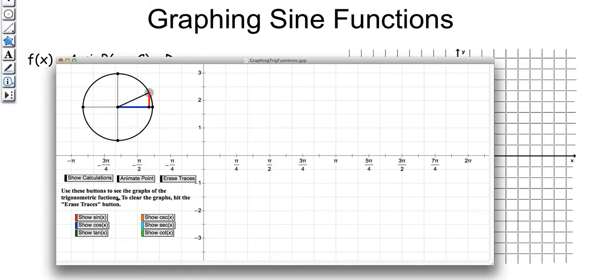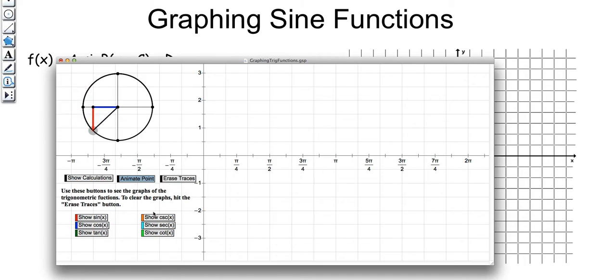As we animate this point around the graph, the red segment is going to represent the y value for any radian measurement on the unit circle. As the point goes around the unit circle, you see the red segment increase and decrease in length. It increases positively, then decreases, becomes 0, increases negatively, then decreases negatively, and comes back to 0 again. It's just going to keep going all the way around.